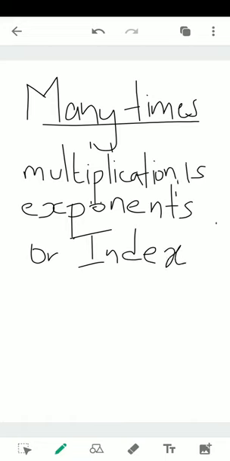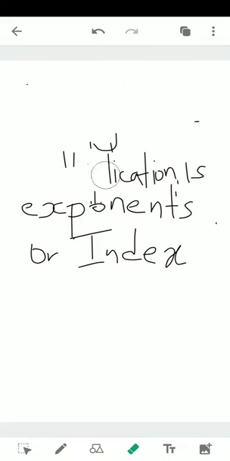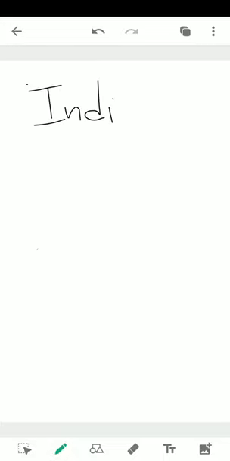So the chapter that we are going to deal with in the coming week is indices. So let me write it properly. It will be indices. In your lower classes, you have already looked at some of the rules, which will also be applicable over here as well.